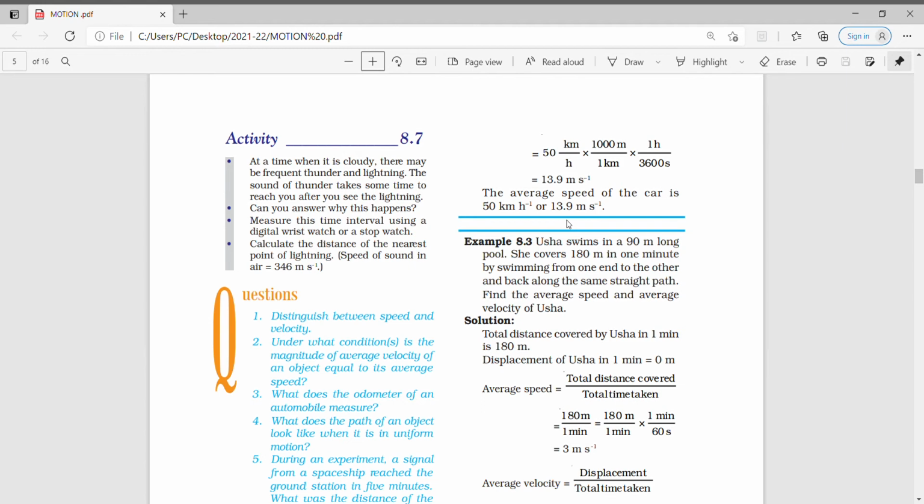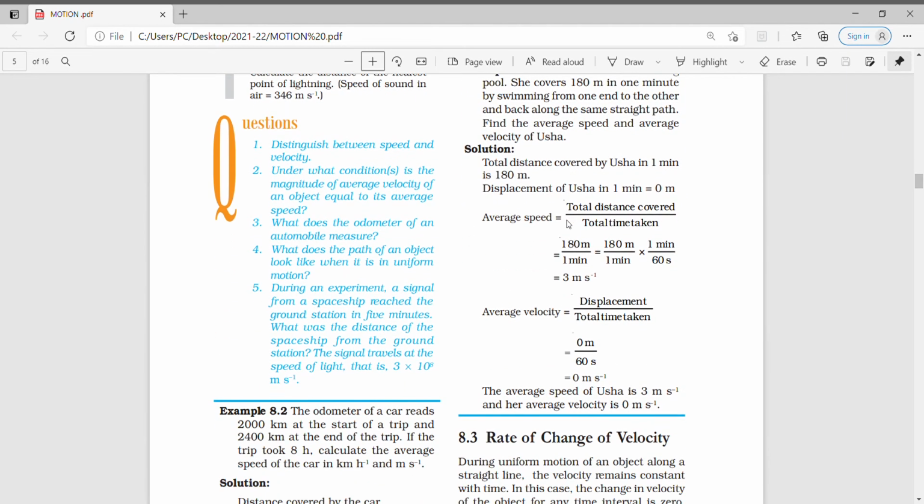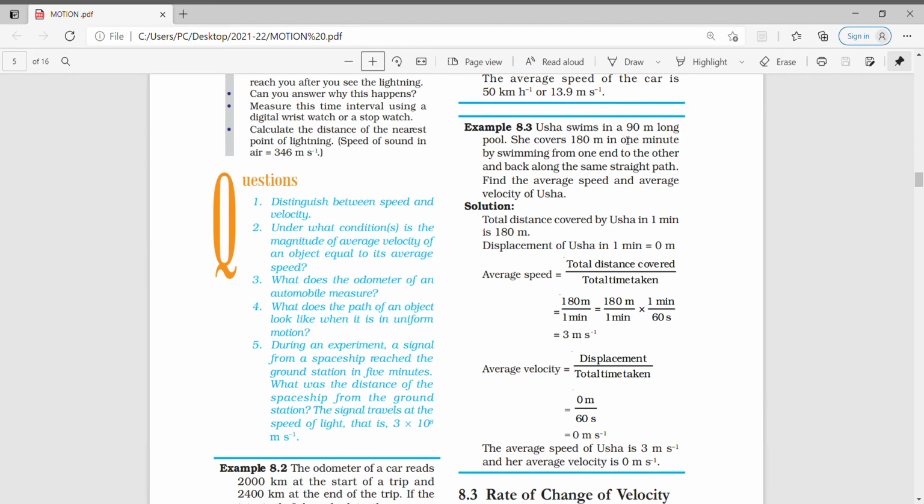Now third example, Usha swims in a 90-meter long pool. The length of the pool is 90 meters. She covers 180 meters in 1 minute by swimming from one end to the other and back along the same straight path. So she covers the swimming pool and then she comes back. So 90 meters she covers while going and 90 meters she covers while she is coming back. Find the average speed and average velocity of Usha.